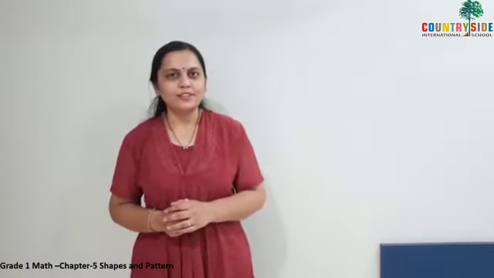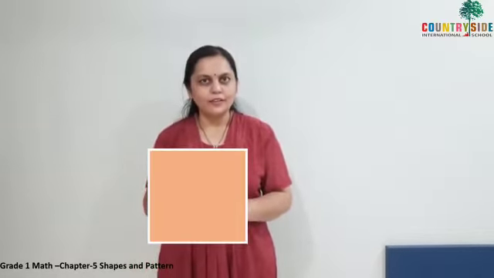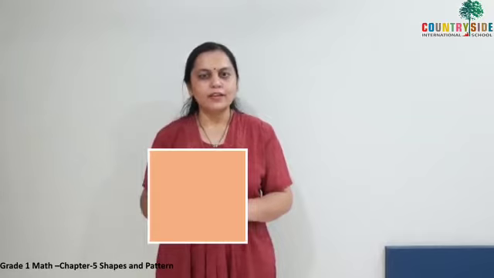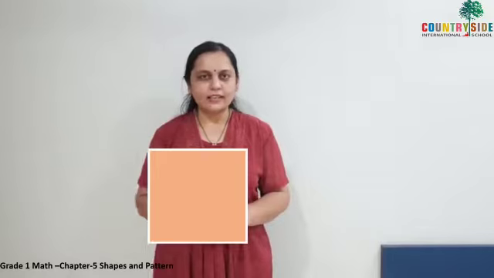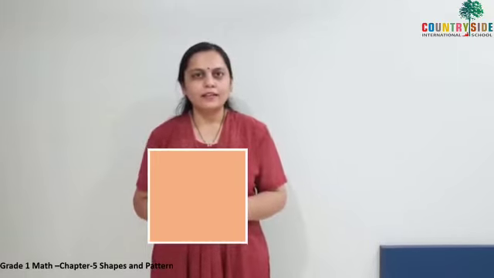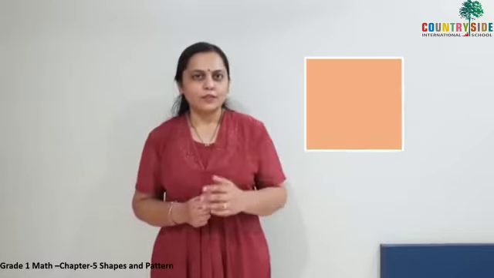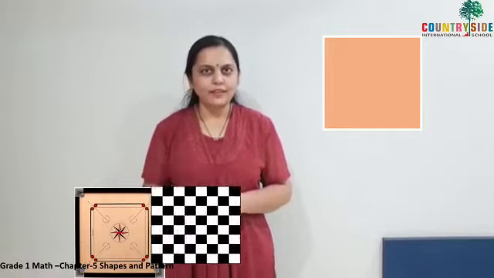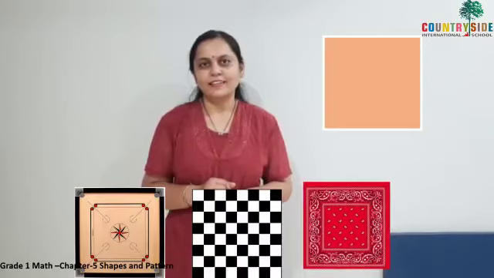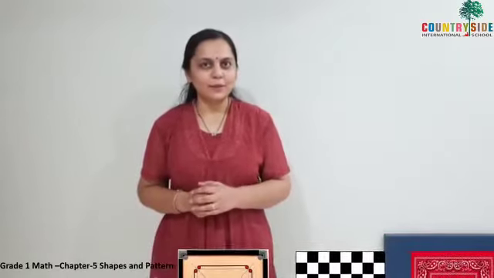Kids, now first we will see the shape which is square. Okay, a square is made from equal and straight lines. Four equal straight lines. Correct? And kids, we can see the square shape in some things like carom board, chessboard and handkerchief. Correct? Now let's see another shape which is circle.